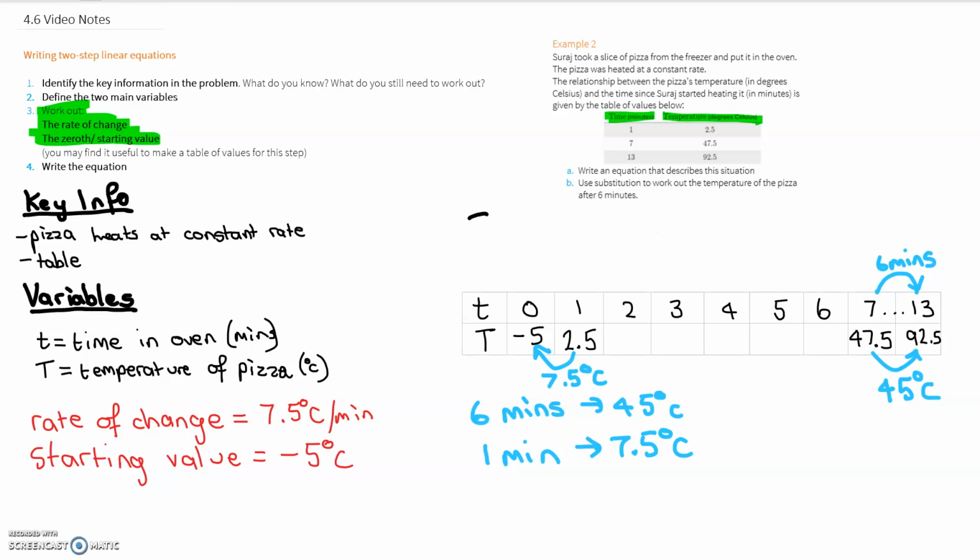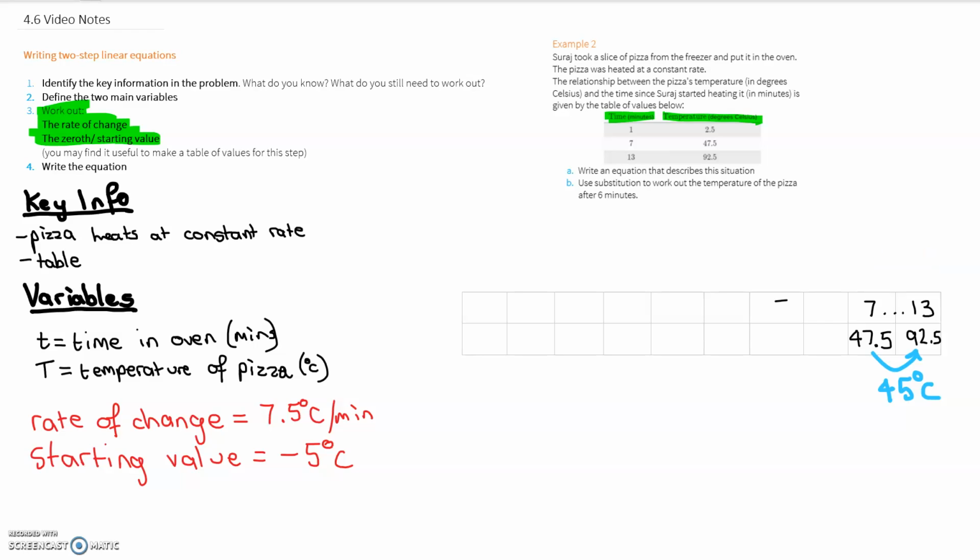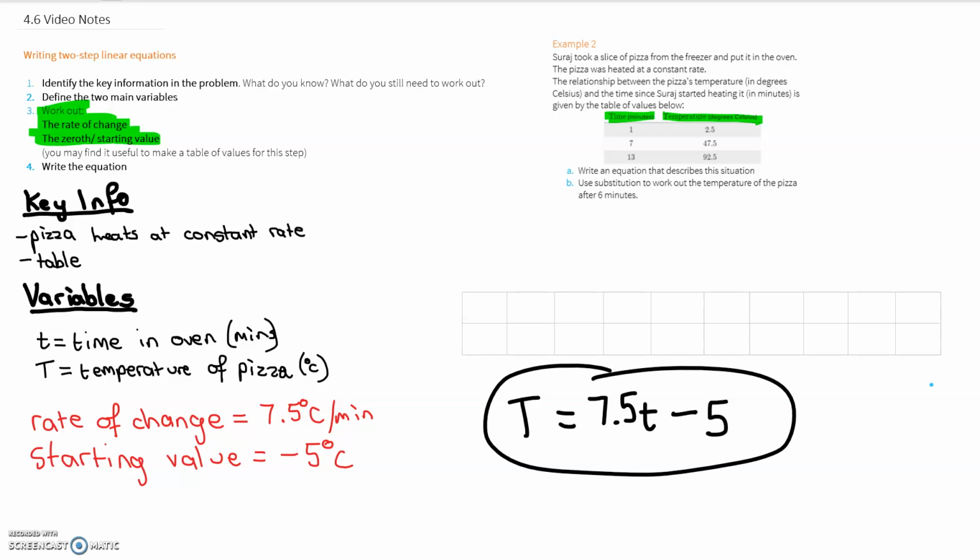So let's clear some space and do that. Cool. So we've got our variables, so we know that the temperature of the pizza equals something times the time, and then plus our starting value. Now we could write this as plus -5, but that's a bit gross looking. So I'm just going to write it as take away 5. But it means the same thing as plus -5. And then the coefficient of t, lowercase t, is going to be our rate of change. So that's the 7.5. And that's our equation.